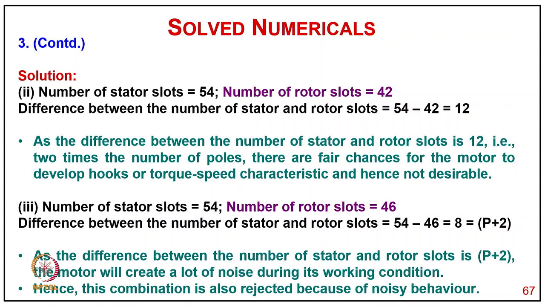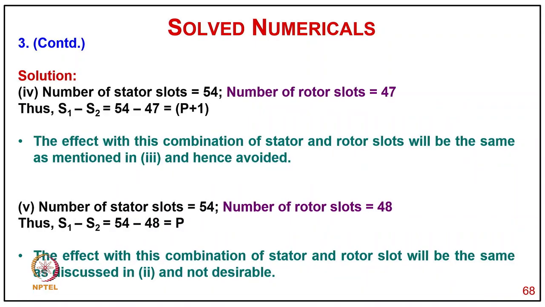Taking the third option: number of stator slots equal to 54, number of rotor slots 46. The difference of these two comes 8, and the difference between the stator and rotor slots is P plus 2, so the motor will create a lot of noise during the working condition, hence this combination is also rejected for noisy behavior.